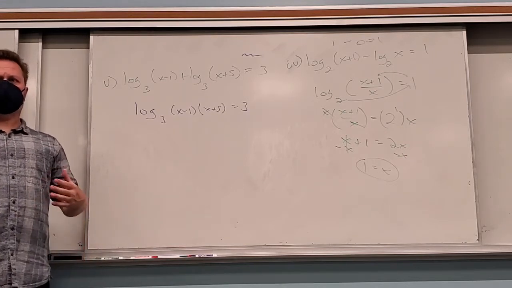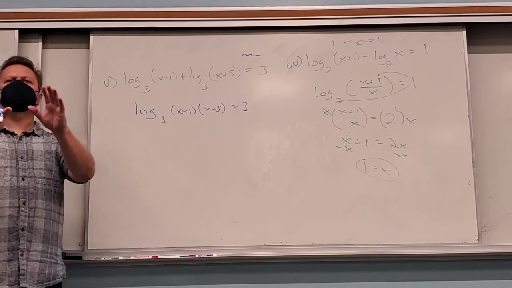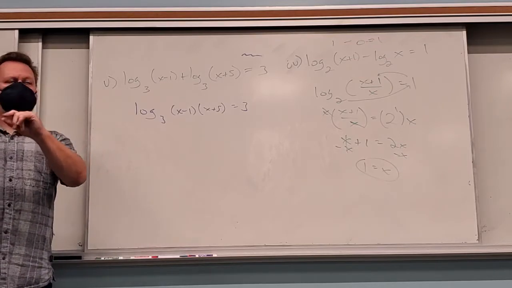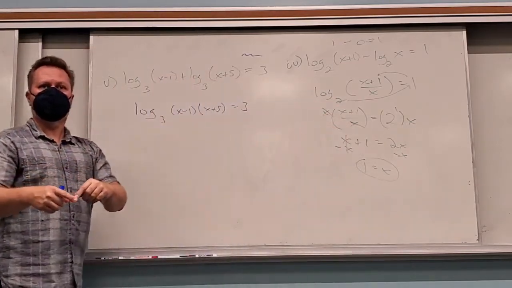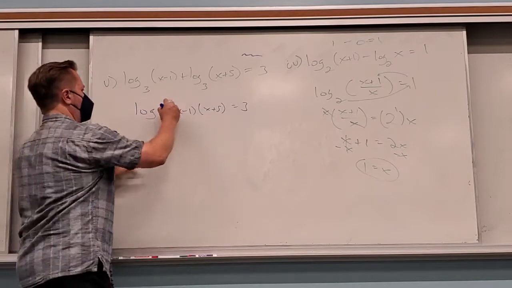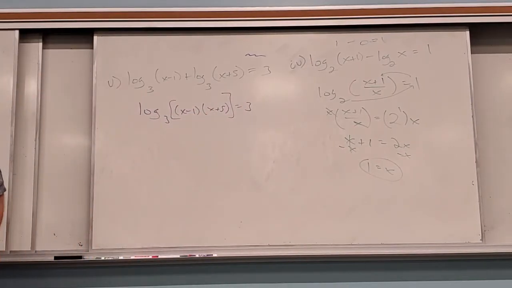So you can do one of two things next. Does anyone have an idea what the next step might be? Why did I do what I just did? Because if there's a single log, I know how to continue, right? Did we just make this into a single logarithm? Yes. So what can I do next? Multiply. Yeah, good. Okay, I like it.